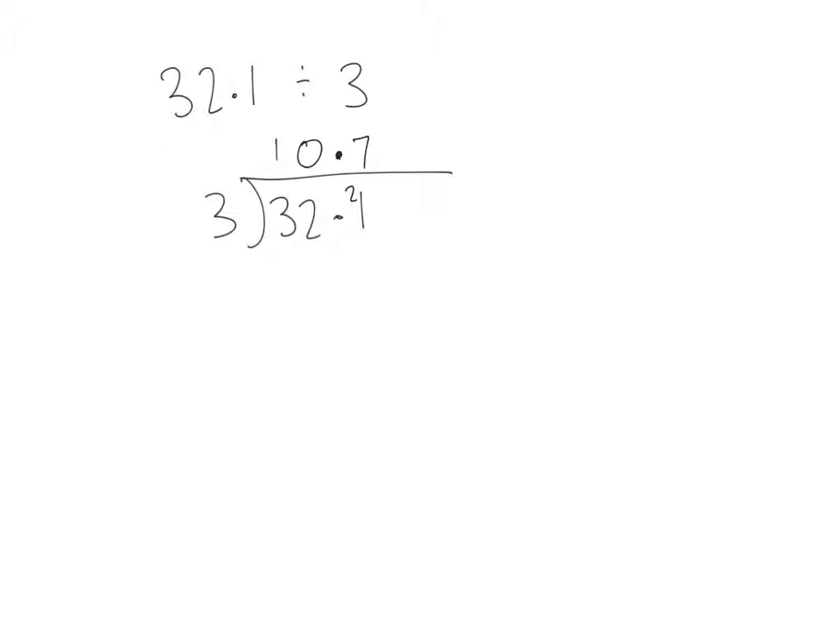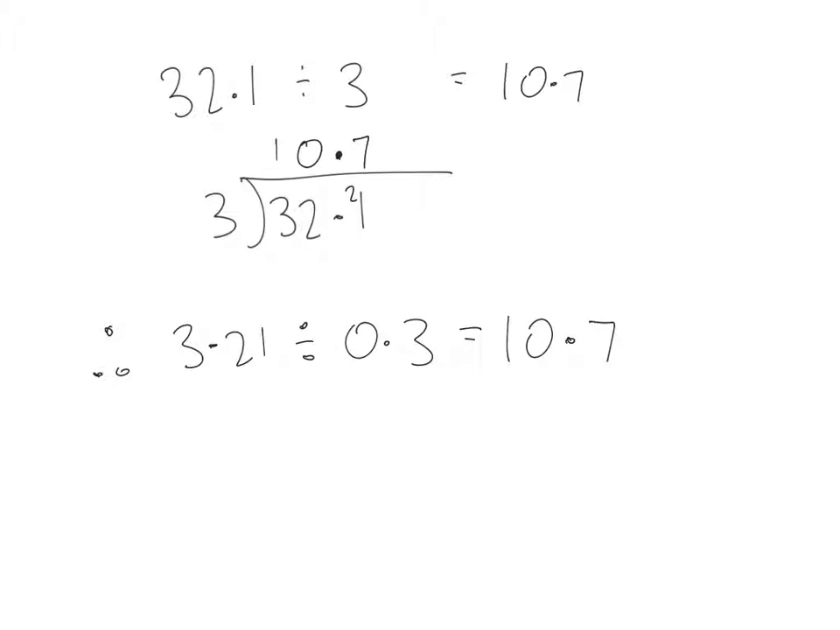So 32.1 divided by 3 is 10.7, so therefore 3.21 divided by 0.3 is equal to 10.7. There's no need to switch back the decimal point or anything like that because they are equivalent. 32.1 divided by 3 is the same as 3.21 divided by 0.3. Both of them give me the answer 10.7, and you can confirm that on your calculator if you don't believe me. Let's have a look at another example, and I'll do it without all the fraction stuff this time.